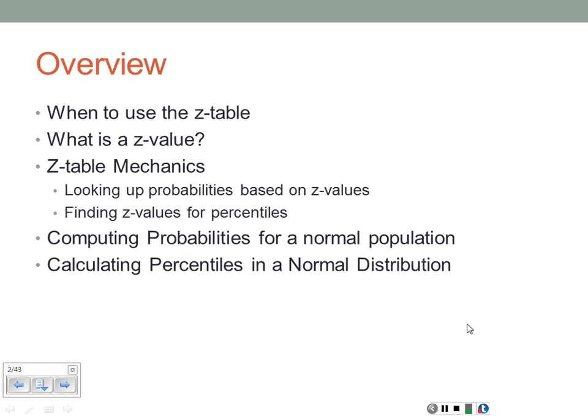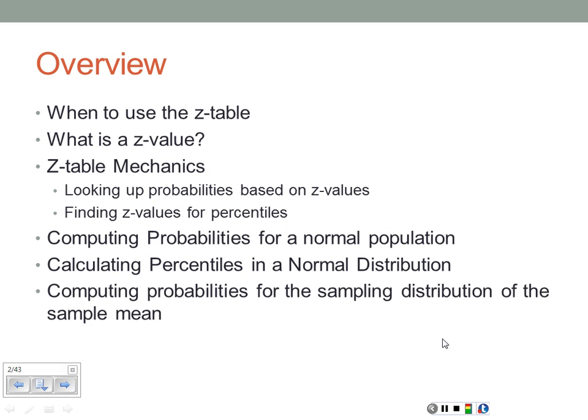And then, in fact, this will be the last thing we do, we'll move beyond probabilities for a normal population to computing probabilities for sampling distributions, in this case, the sampling distribution of the sample mean, when n is large enough to ensure that we have a bell-shaped sampling distribution.